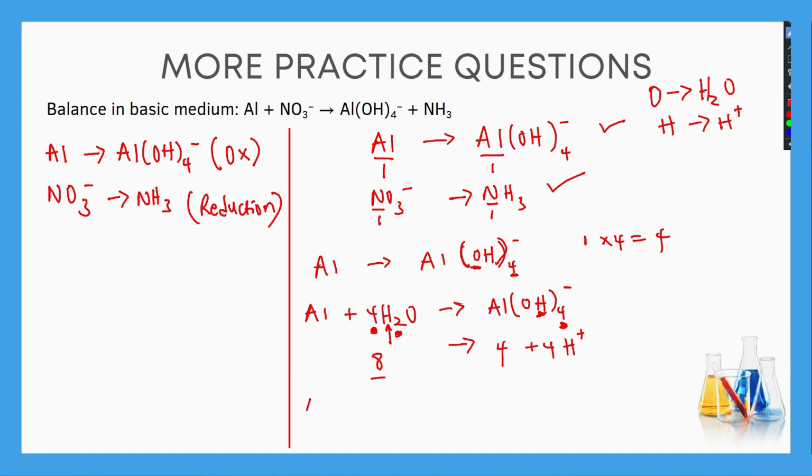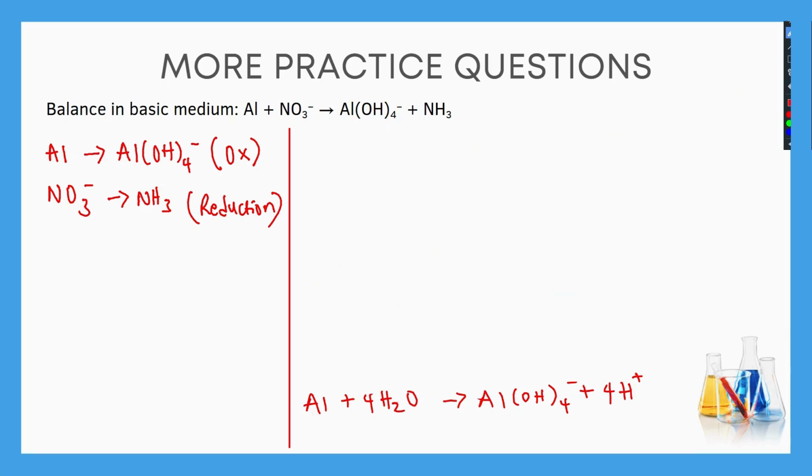So therefore, we now have the new equation, which is Al plus 4H2O, giving us Al(OH)4 minus plus 4H plus. So now that we have added water molecules to balance oxygen and hydrogen ions to balance hydrogen, let's do the same for the second equation. For the second equation, what we have is NO3 minus, giving us NH3.